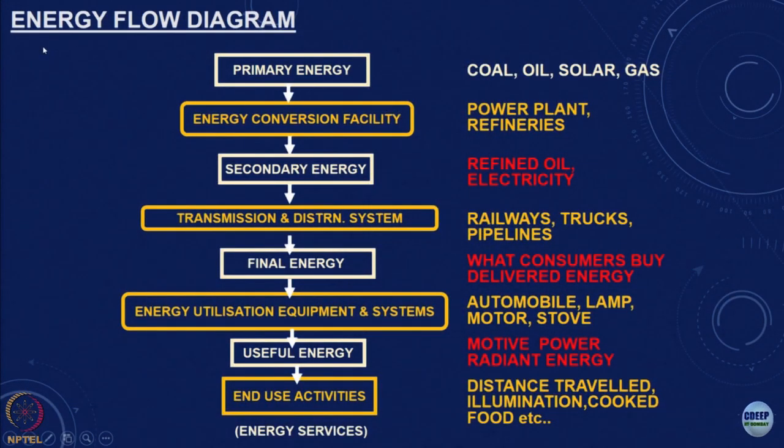Initially we talked about the energy flow diagram. That means we said that when we look at finally the energy that is required, we need an end use or an energy service. So for instance, if we are looking at illumination or the lighting that is being provided, or if you are talking about going in a vehicle, then we are looking at the distance traveled, we are looking at cooked food, that's the final energy service. And so this has finally the end use.